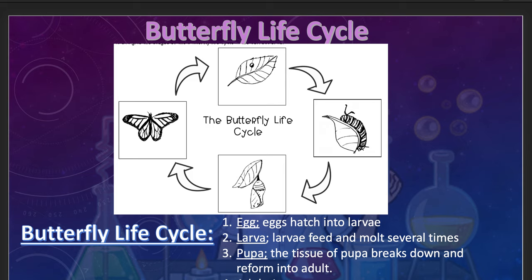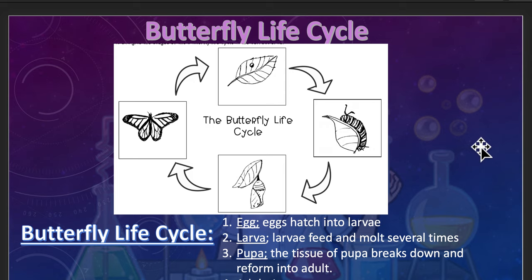Beautiful. It's similar to the one that I have in here, guys. So as an exit ticket, I would like you to please draw your own butterfly's life cycle. Let's focus on these four points. Number one, the egg. What happens with the egg?